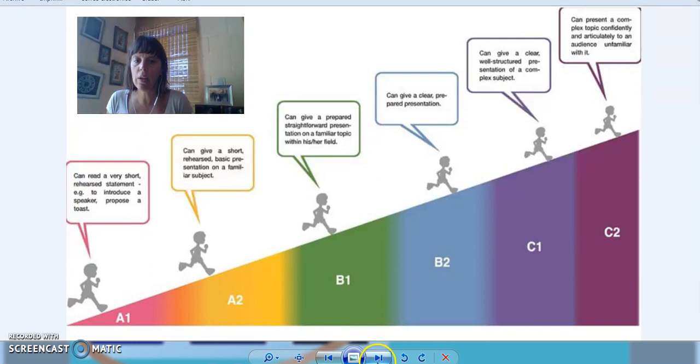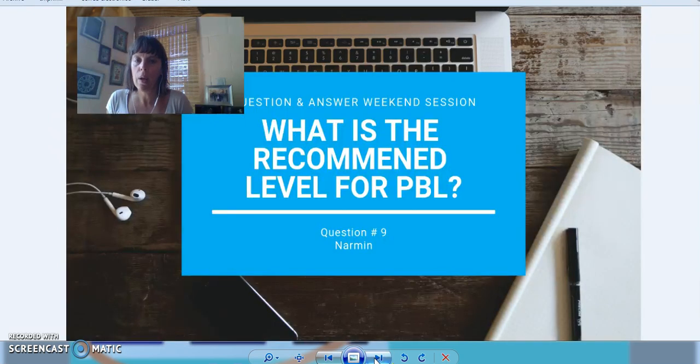So I don't think that PBL is just for a certain level of English. I think that it can be for anyone. You just need to bear in mind objectives, set up very clear objectives, especially when it comes to language development, because it can be a big barrier if it is not planned correctly. So I hope that this has answered your question.